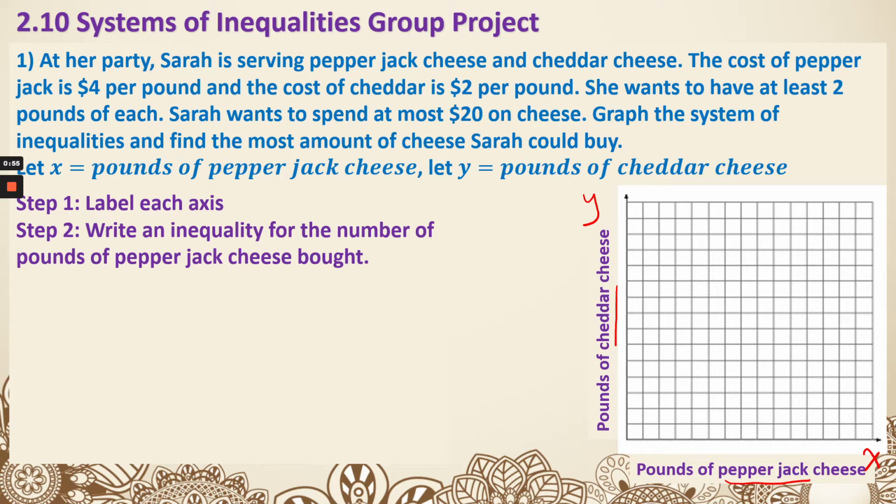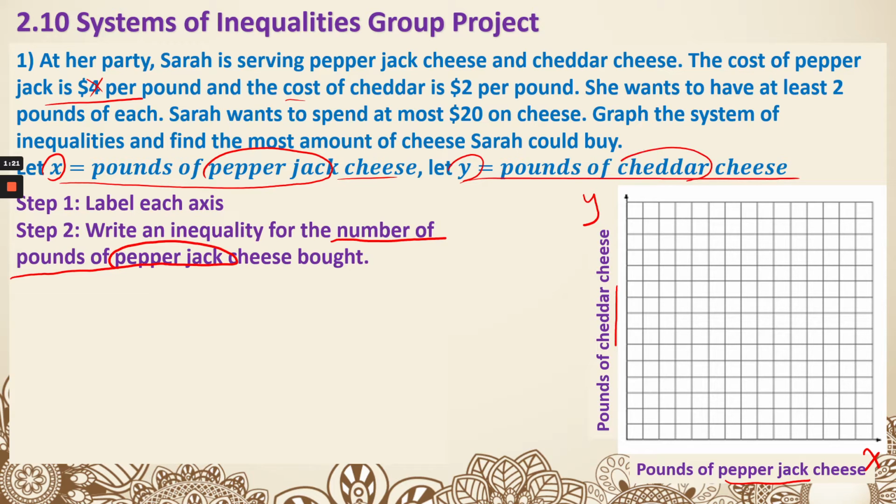Step 2, write an inequality for the number of pounds of pepper jack cheese bought, emphasizing the number of pounds of pepper jack. So if you go back and read the question again, it says the cost of pepper jack is $4, so clearly that's not what this part is asking for. It's not asking for the cost, it's asking for information about how many pounds. And since we're using X to represent pounds of pepper jack, and Y to represent pounds of cheddar, that means we know X is going to be involved for this one. The piece of information is actually right here. She wants to have at least 2 pounds of each. At least 2 pounds of each, so that's going to be X is greater than or equal to 2.